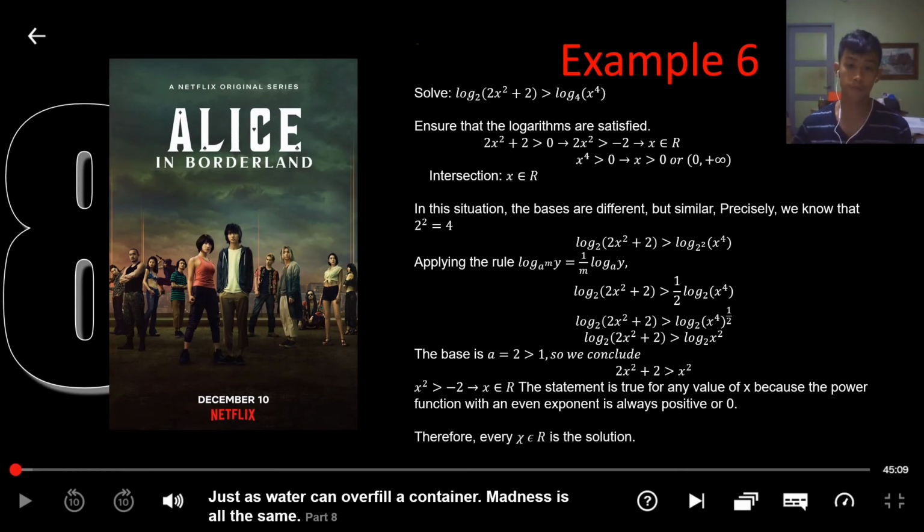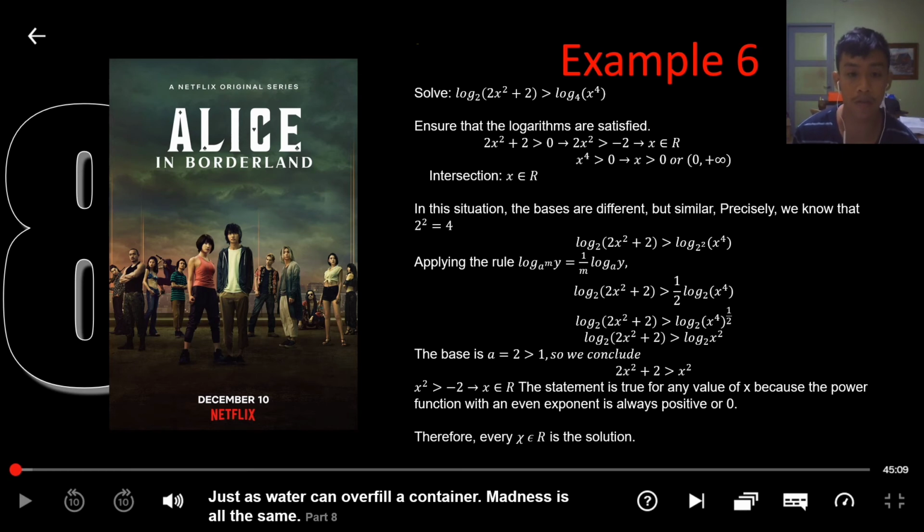Example number 6. Solve log of the quantity 2x squared plus 2 with base 2 is greater than log of x to the power of 4 with base 4. So the first step is to ensure that the logarithms are defined. From the left side of the original inequality, we have 2x squared plus 2 greater than 0. Transposing positive 2 to the right side, it becomes negative 2. Since the left-hand side is always positive, the statement is true for any value of x.